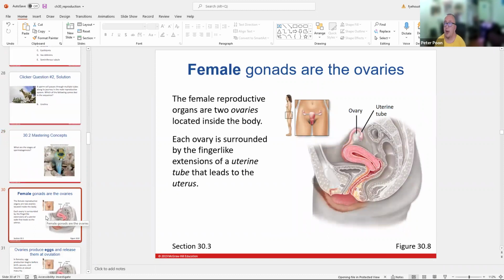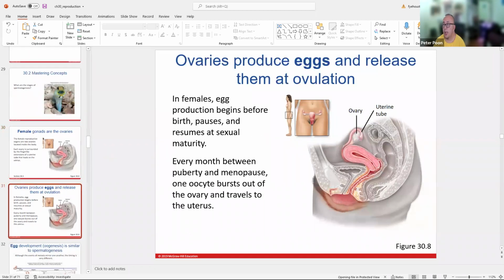Female gonads are the ovaries. Here is the ovary. The ovaries are surrounded by the finger-like extensions of a uterine tube. The other term that you will see for uterine tube is fallopian tube.